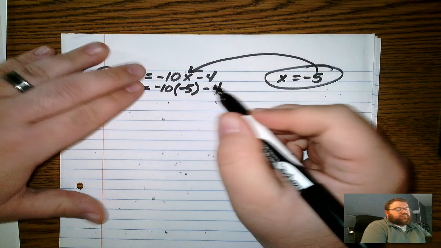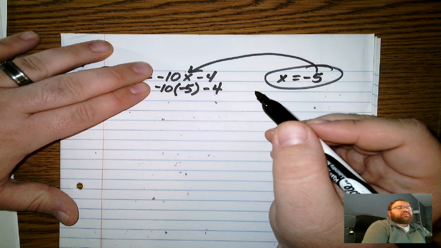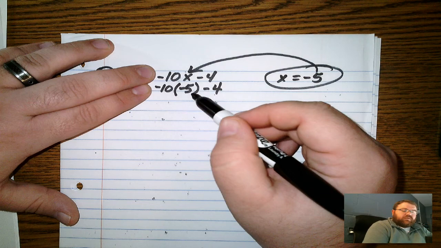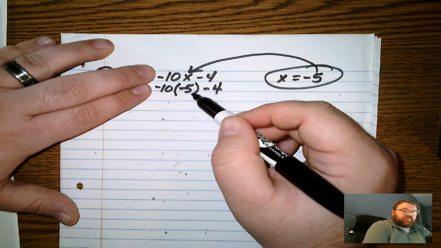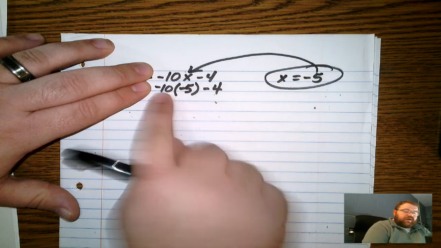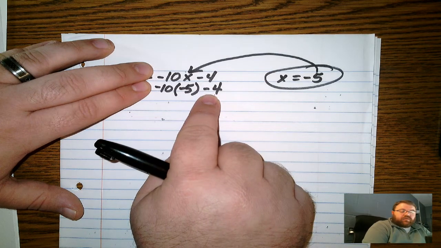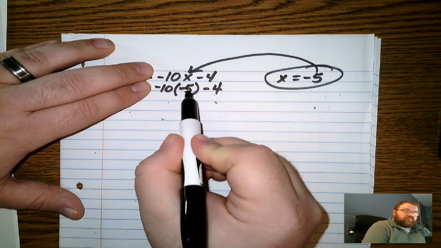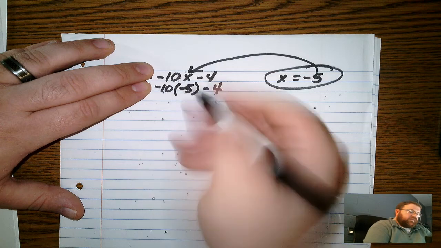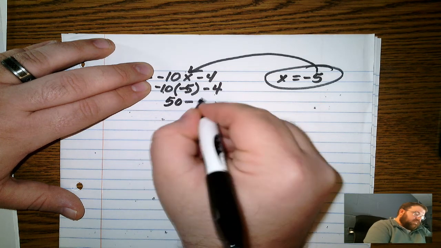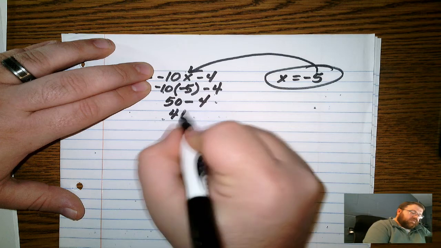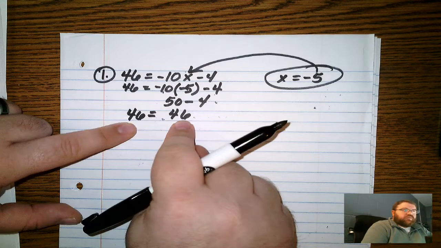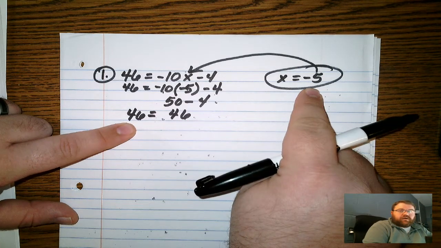Once I do that substitution, I'm going to cover up the equal sign and whatever's on the opposite side. And I'm going to use order of operations to simplify this. Now once I cover that up, all I have left is an expression. So I'm going to follow order of operations, and I'm going to do negative 10 times negative 5. A negative times a negative is a positive. 50 minus 4 is 46. The equation was set equal to 46. Since this is a true statement, I know this is the correct value for x.